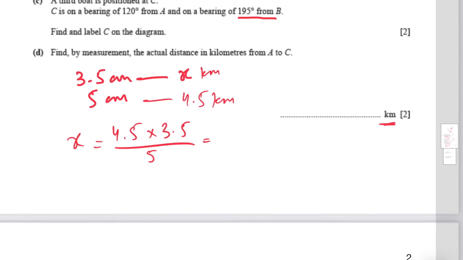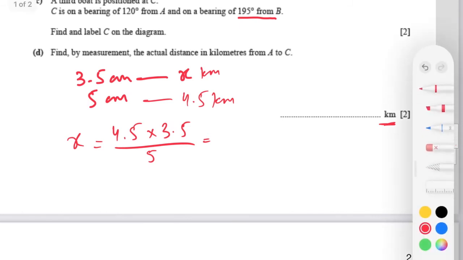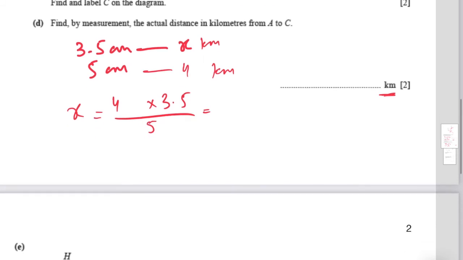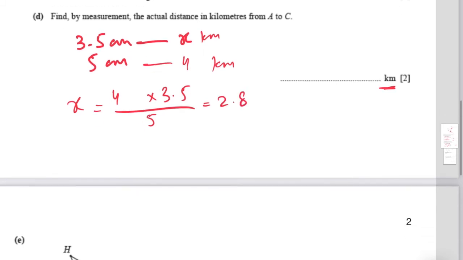So x comes out to be 4.5 times 3.5 divided by 5 gives us 3.15. One second, did I make a mistake? So 3.5 centimeters, yeah, 5 centimeters equals this. Oh, sorry, it's not 4.5 kilometers, my bad. It is 4 kilometers. So you multiply 4 over here. So 4 times 3.5 divided by 5 gives us 2.8 kilometers. Yeah, that is correct. So you write the answer right here, 2.8 kilometers.